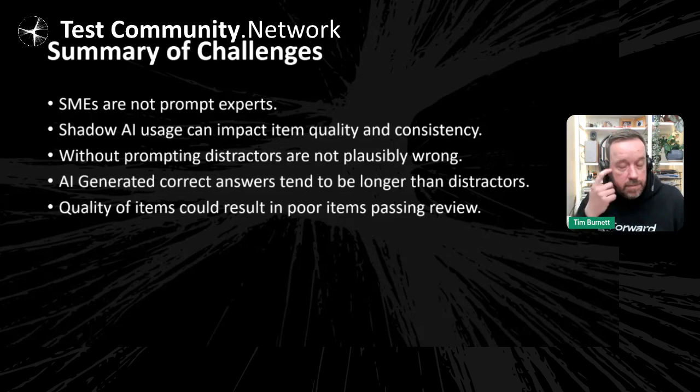So you just need to be aware of it. You need to give them the right tools to support them in that process. I do think without proper prompting, distractors will not be plausibly wrong. I think you get some poor quality distractors in there as well. AI generated correct answers tend to be longer, so there are some simple mistakes that it makes in there, and the quality of items could be a result of poor items passing through the review. So I think as part of that anchoring thing, if people aren't looking at these properly, then there's more chance that items could just pass through.